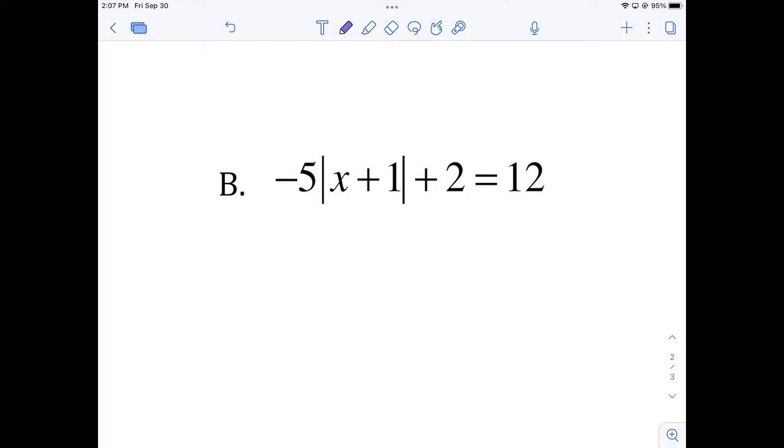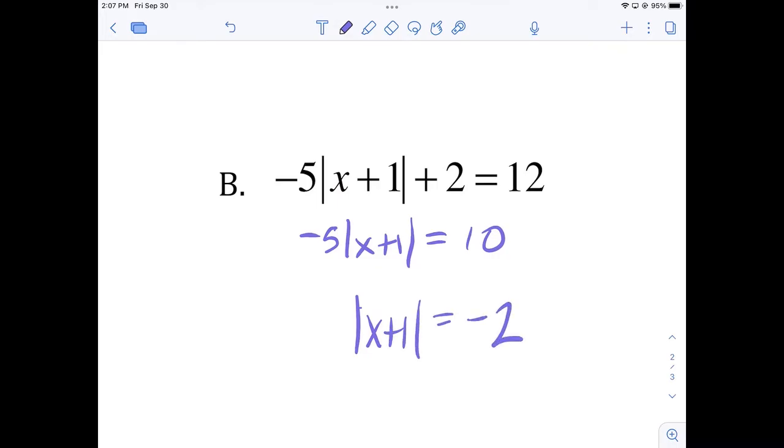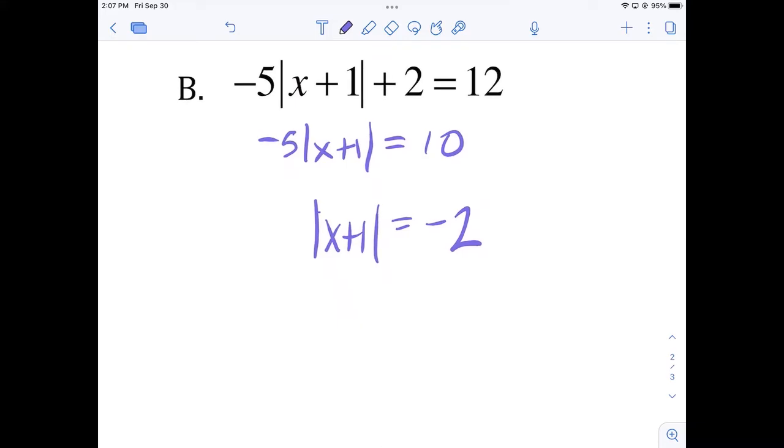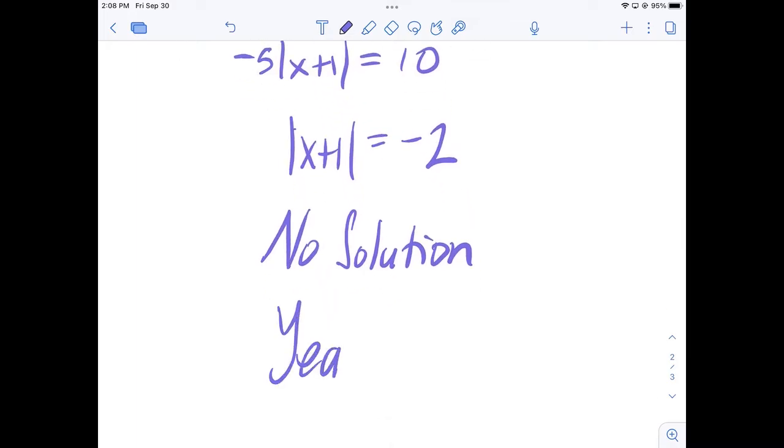All right. Let's do this one by ourselves. No, I'll do it with y'all. Negative 5, absolute value of x plus 1. We subtract 2 and we get 10. Then we divide through by negative 5. What's 10 divided by negative 5? Negative 2. No solution. Oh, just like that? Yeah, that's all you have to do. No solution.